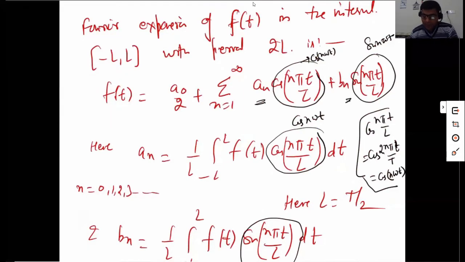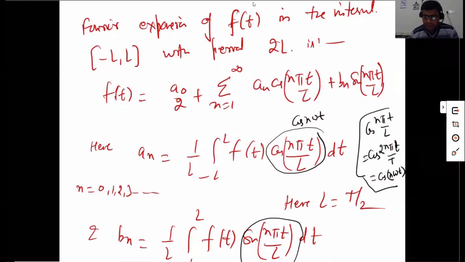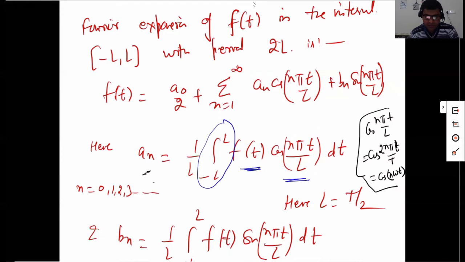But which one is 0? If you look carefully, the formula is a very standard result; everybody knows it, remember this result. The coefficient an for an odd function will be 0, because cos is an even function. If f(t) is an odd function, the product will be an odd function, and with the property of the definite integral, it is going to be 0.